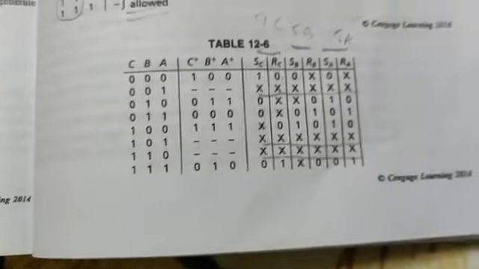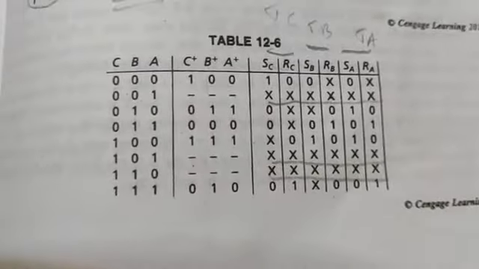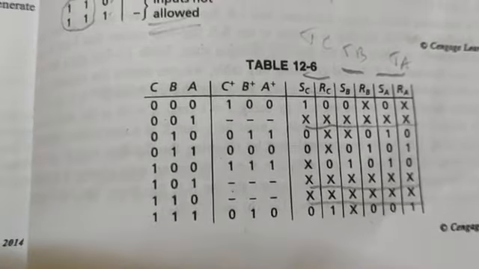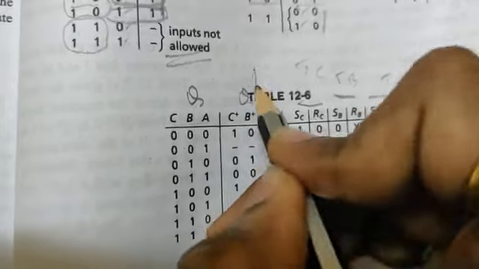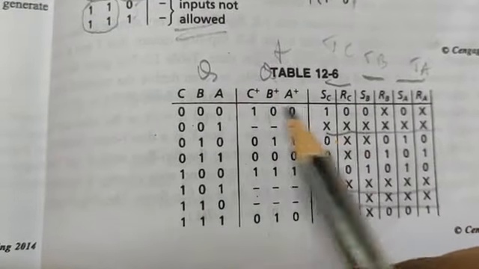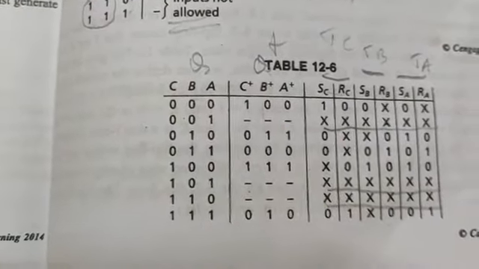So no need to look after anything. Just fill with the don't care. Okay. So now compare, this is like Q, this is like Q plus. Now compare A with A plus, B with B plus, and C with C plus.